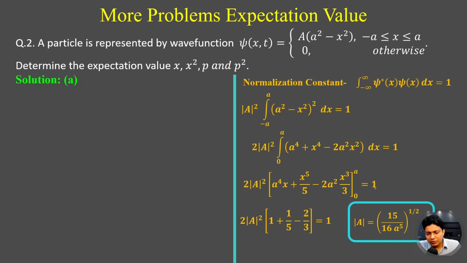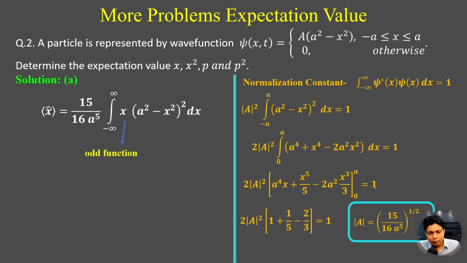Now once we get the value of the normalization constant, we can calculate the expectation value of x. So here the expectation value of x will be 15/16a^5 ∫ from −∞ to +∞ of x(a² − x²)² dx = 1. Here x is an odd function and (a² − x²)² is an even function, so the total function will be odd, and the limits are equal and opposite. So the expectation value of x is equal to 0.